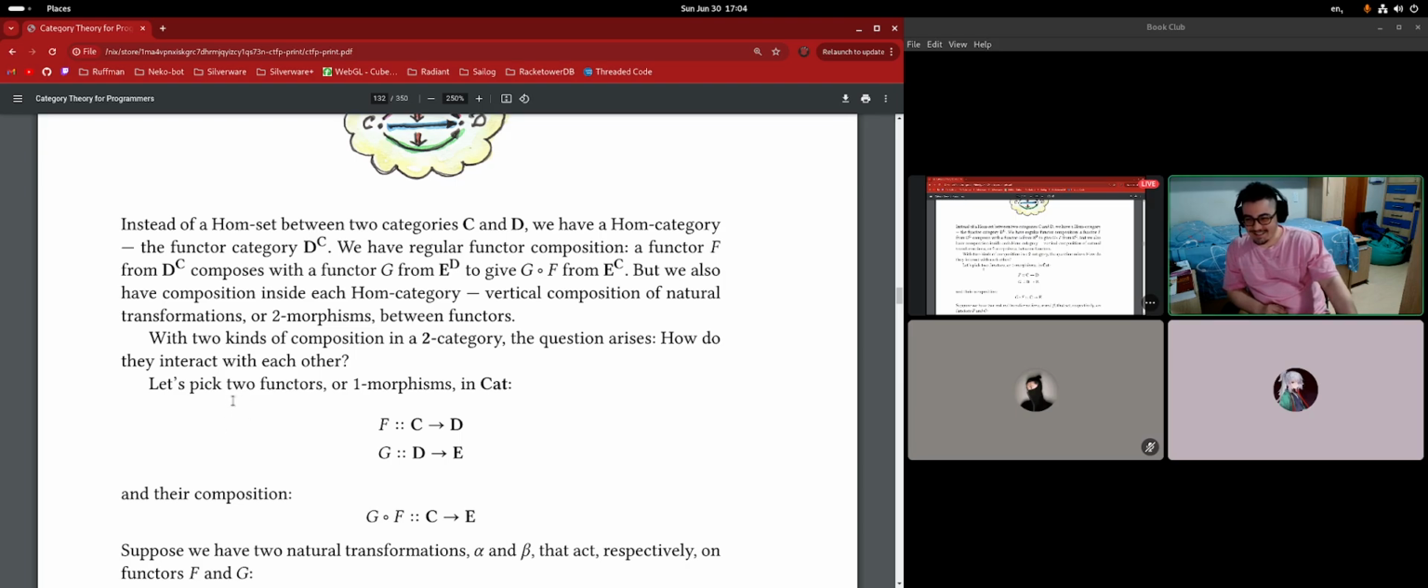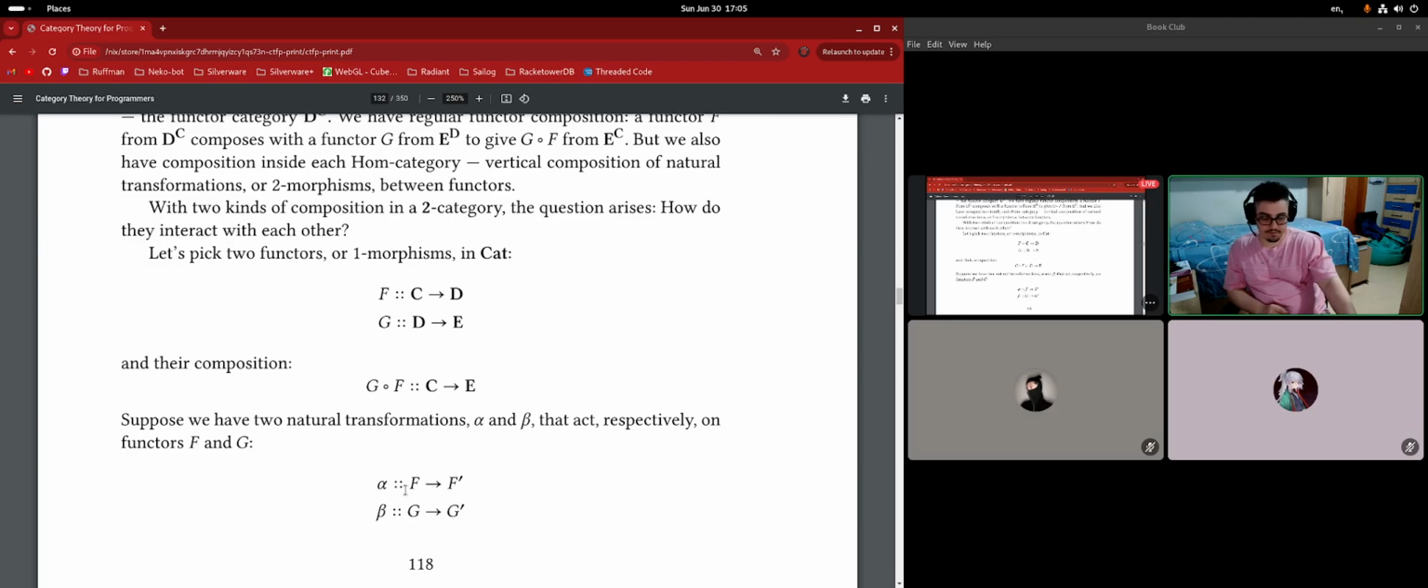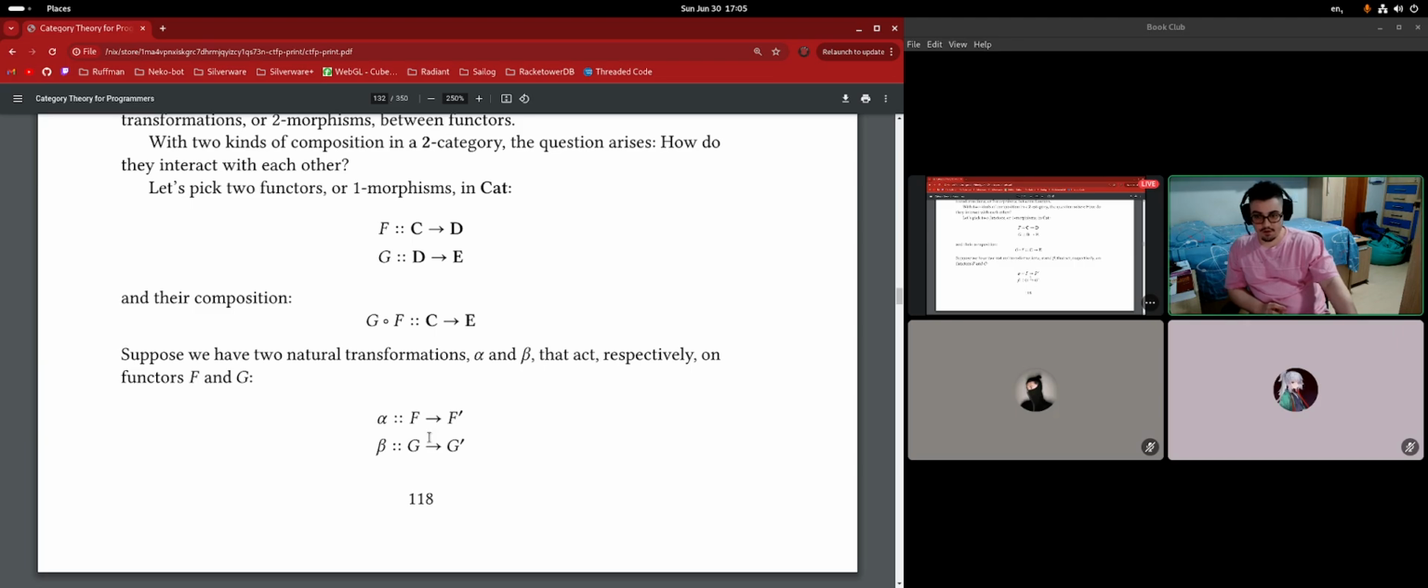That's good. So let's pick two functors or 1-morphisms, F from C to D and G from D to E. Right? So this is a normal functor. So if you compose them, this is basically composing functor maps. Suppose we have two natural transformations, alpha and beta, that act on functors F and G. So here's the important difference. C, D, and E are categories. F and G here are functors. Don't get yourself confused.